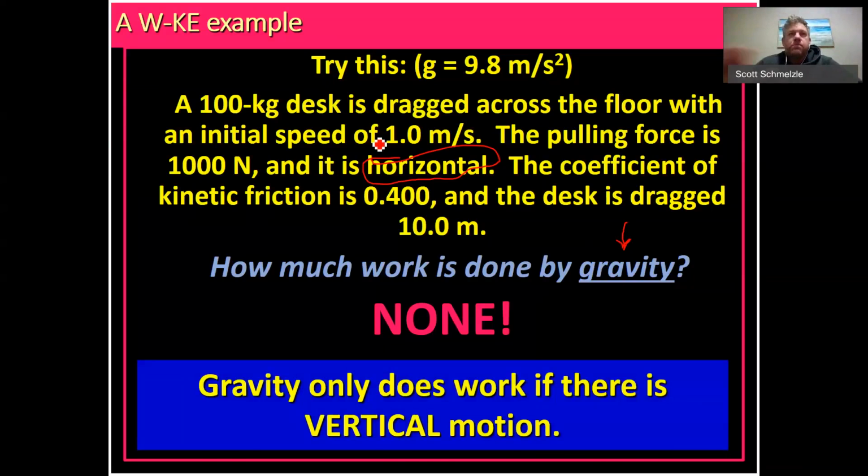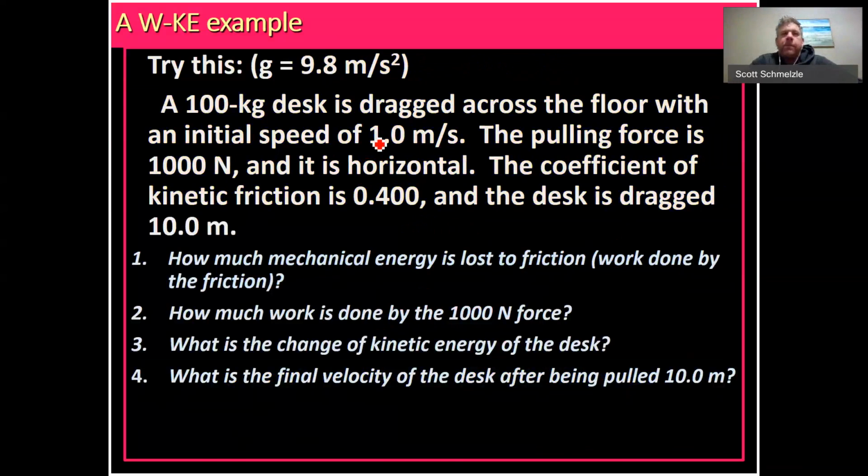All right. So here's where we go. We ask: 1, how much mechanical energy is lost to friction? Work done by friction. 2, how much work is done by the 1,000 Newton force? 3, what is the change of kinetic energy of the desk? 4, what is the final velocity of the desk after being pulled 10 meters?